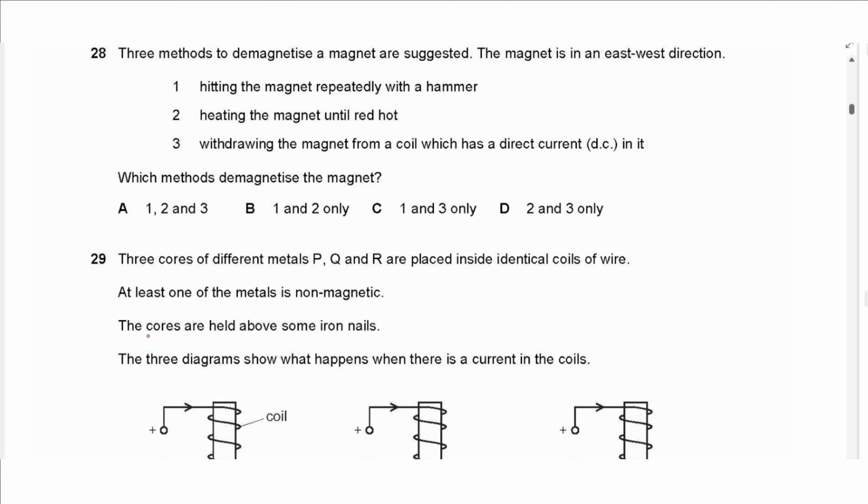Question 28 says, 3 methods of demagnetizing a magnet are suggested. The magnet is in an east-west direction. Hitting the magnet rapidly with a hammer, that would work. Heating the magnet until it is red hot, yes. Withdraw the magnet from a coil with a direct current in it, no. With an alternating current in it. So it's 1 and 2 only, so the answer is B.